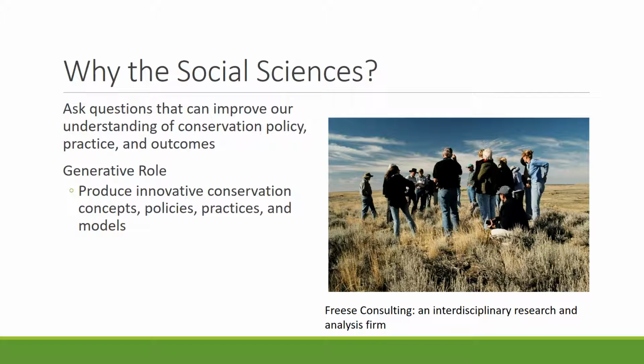Why should the social sciences matter? Social sciences can play an important role in solving conservation problems because it can allow us to ask questions that can improve our understanding of conservation policy, practice, and outcomes. Social sciences can play an instrumental role in determining what constitutes effective management, governance, or communication strategies for conservation. Social sciences can also play a descriptive role by providing a historical account or describing the diverse ways in which conservation occurs in different contexts.